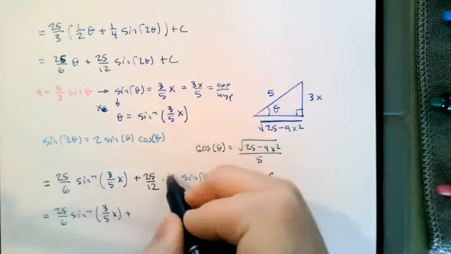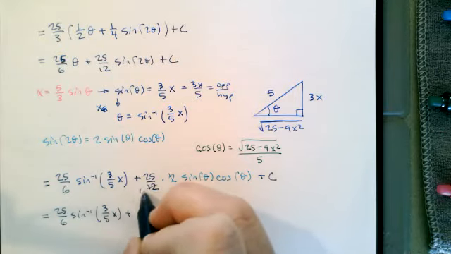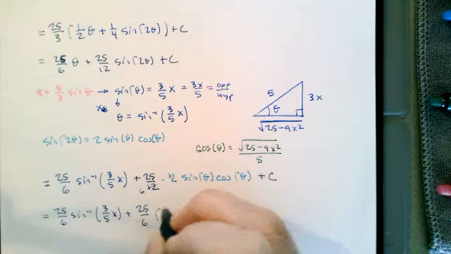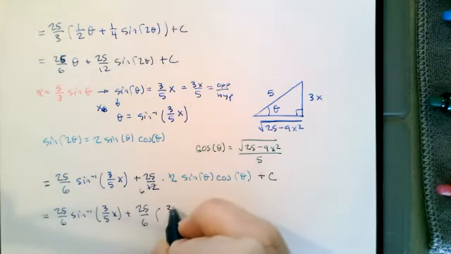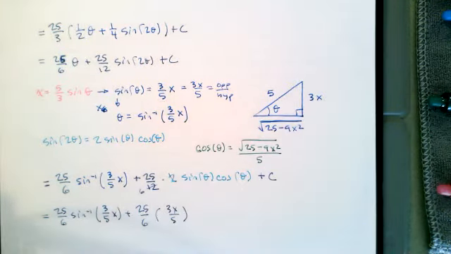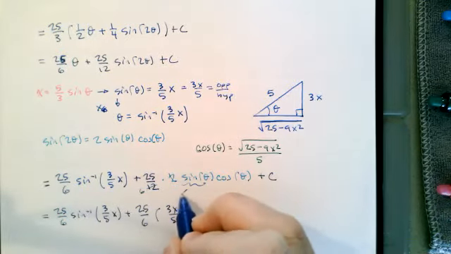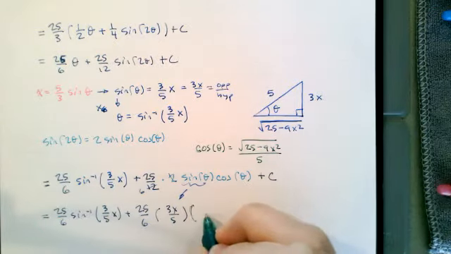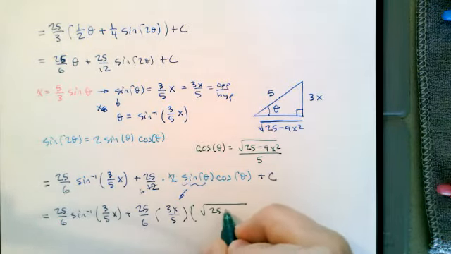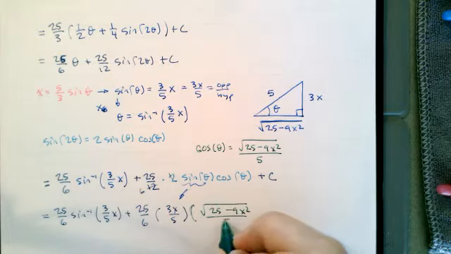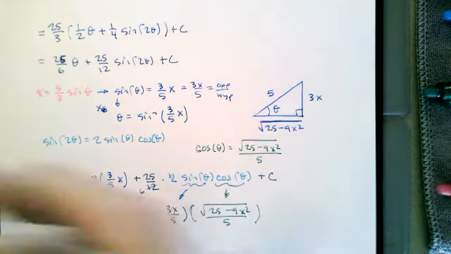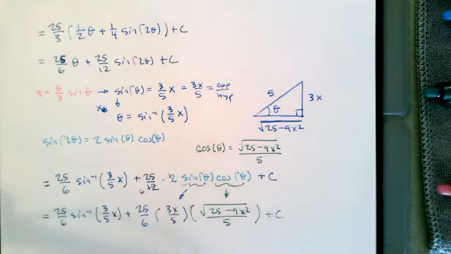Let's see, I can dump a 2. So I have 25 over 6 sine inverse of 3/5 x, plus the sine of theta, which is 3x over 5, and cosine of theta, which is the square root of 25 minus 9x squared over 5. And then we still have a plus c. And we still have a cleanup on aisle answer.